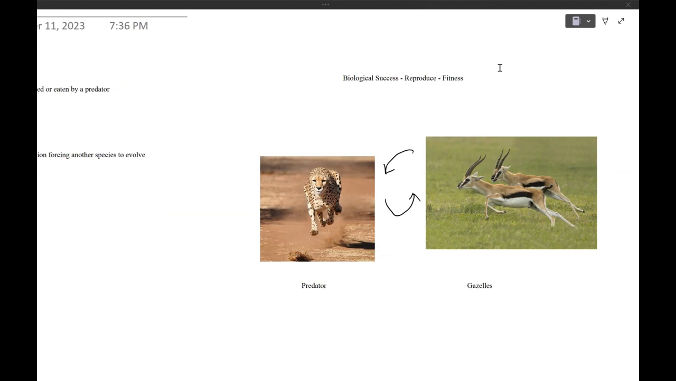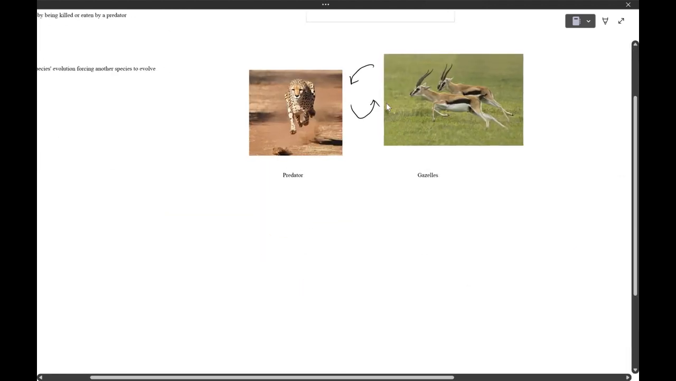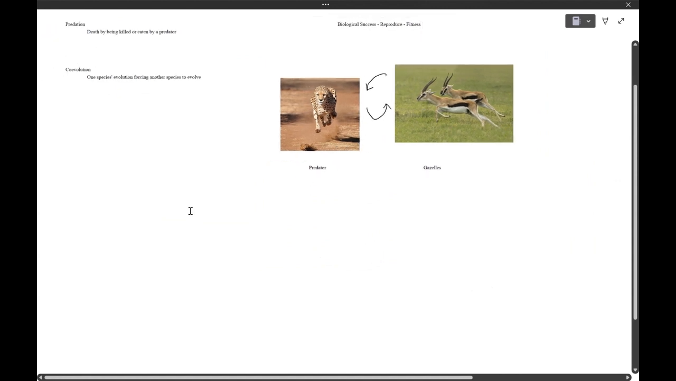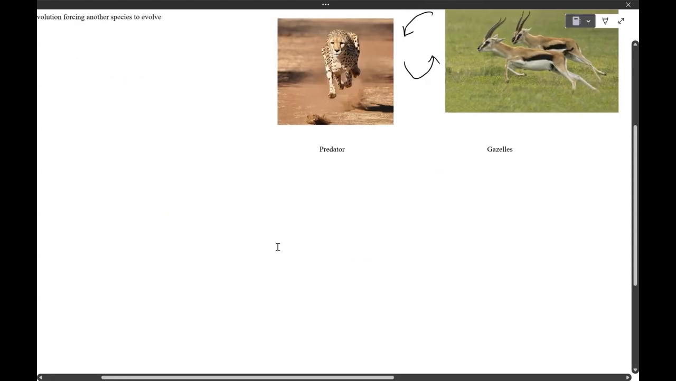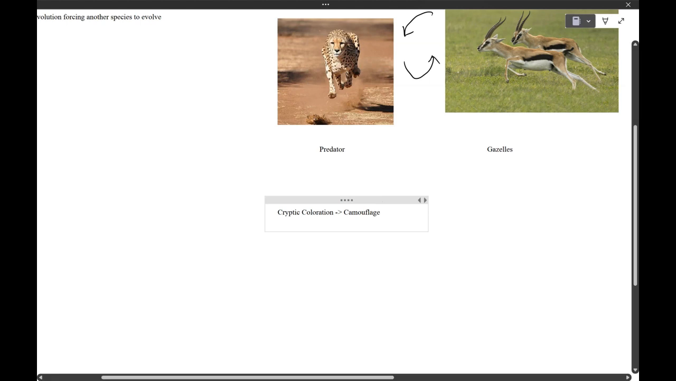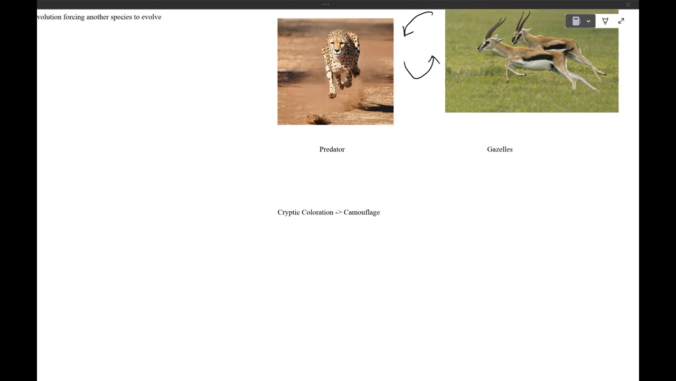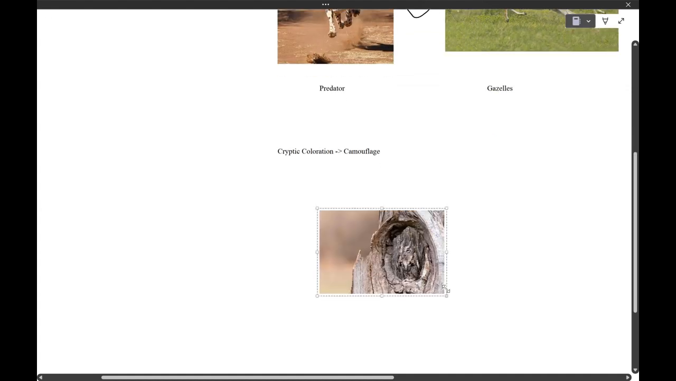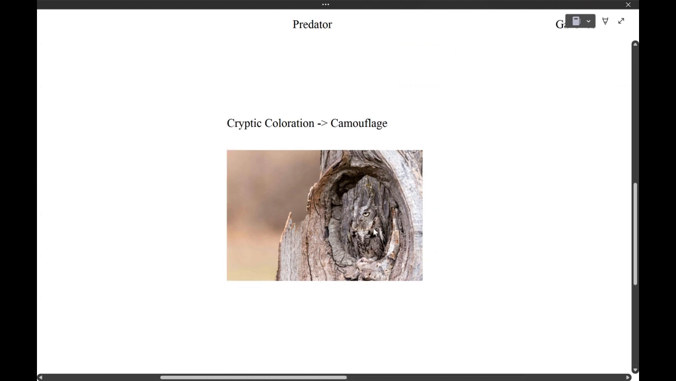Now, there are some other things that animals can do to avoid being eaten, other than just becoming faster. That's by coloration, so what color they are. One of the more basic types is called cryptic coloration. What that really means is just camouflage, so blending in with your surroundings, trying to avoid being seen. We have a good example right here. We have a bird, I think it's an owl. It's blending into a tree to avoid being spotted by other predators.